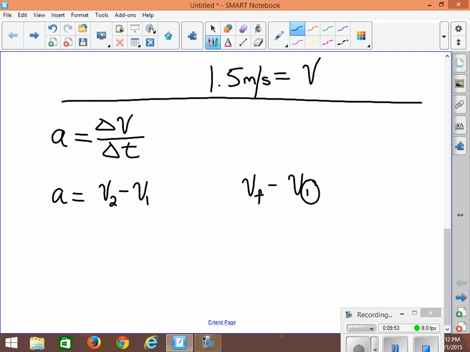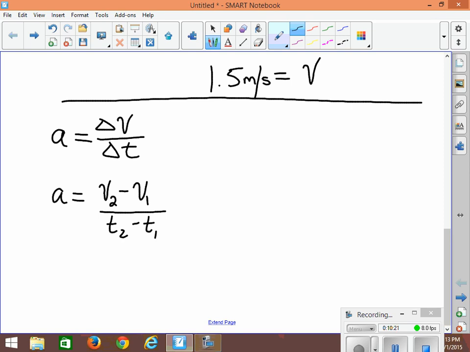Remember, these little subscripts are just for us physicists to keep track of our numbers and know what they are. They don't have any mathematical value. So you can call them what you want. I tend to call it 2 and 1. 2 is the second speed in the question, and 1 is the first speed or velocity in the question. And so we divide this by the change in our time. And the change in time is also t2, take away t1.